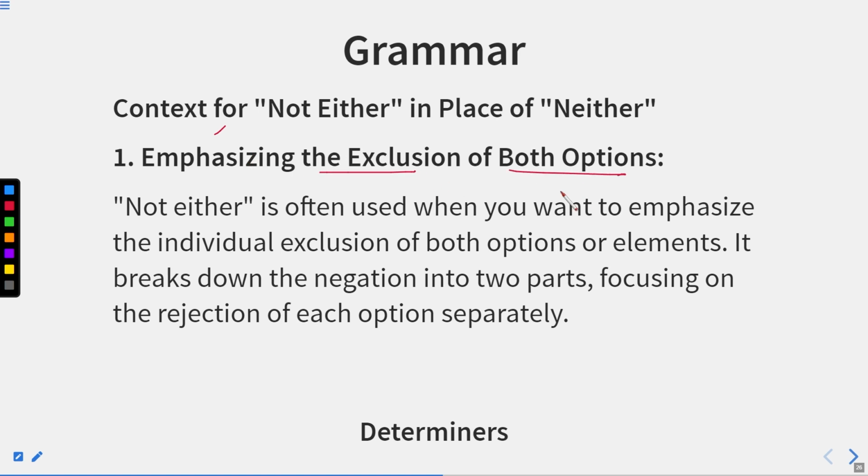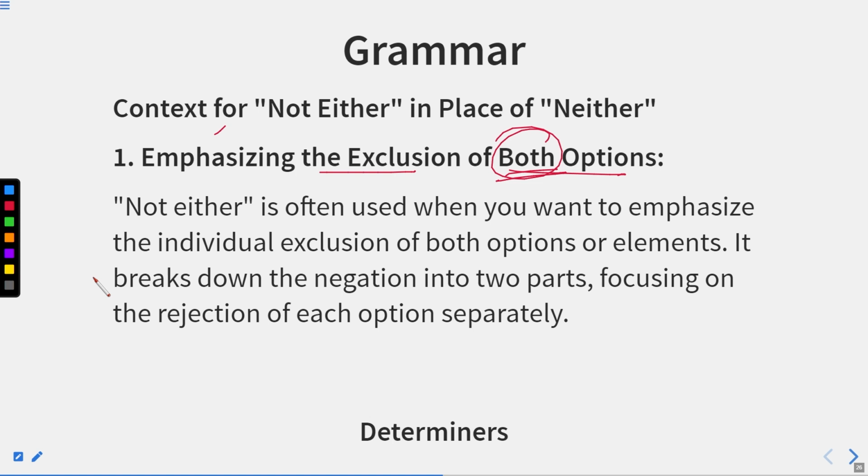Emphasizing the exclusion of both options. So both options are excluded when we use either or neither. Not either is often used when you want to emphasize the individual exclusion of both options or elements. It breaks down the negation in two parts, focusing on the rejection of each option separately. So we can also use not either.